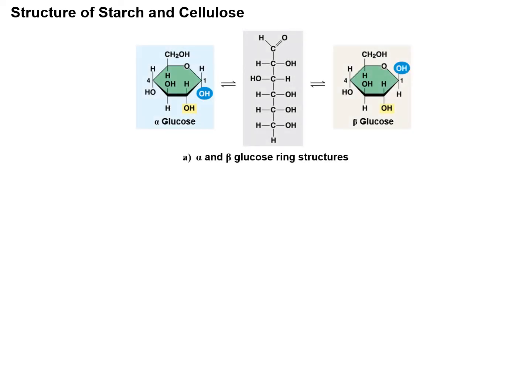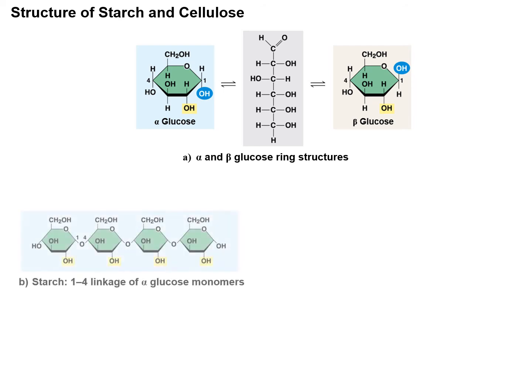As shown here, glucose has two configurations or orientations, the alpha form and the beta form. They differ in the placement of the hydroxyl group, highlighted here in blue on the picture, attached to the number 1 carbon. In starch, all the monomers are in the same orientation. Note the positions of the hydroxyl groups highlighted in yellow are all the same.